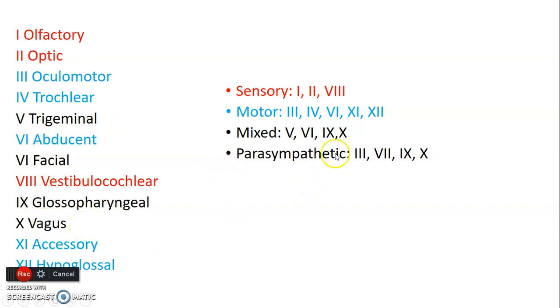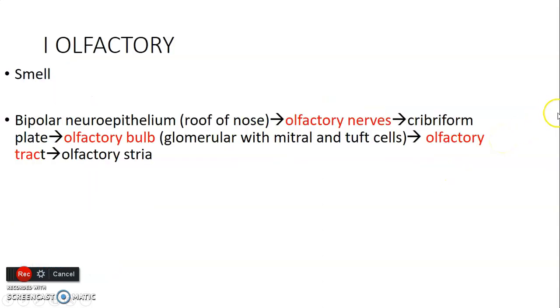And we have some cranial nerves that carry parasympathetic information or control parasympathetic function. So we have cranial nerve 3, 7, 9, and 10. Oculomotor, facial, glossopharyngeal, and vagus. So we start with the first cranial nerve. It's called the olfactory nerve, responsible for smell.